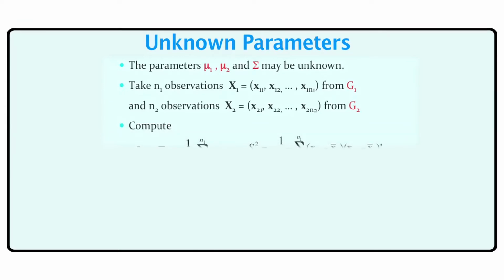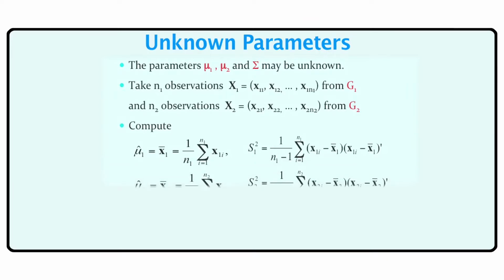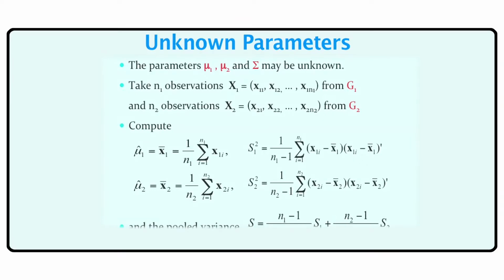And then what we do is we compute the difference statistic from these two sets of observations. The statistics that we need are firstly the means of these two groups. So we get mu1 hat, which is x1 bar, the average of the first group observations. Similarly, mu2 hat is the average of the second group observations. We then calculate the dispersion matrices of the two groups. S1 square is the sample dispersion matrix of the first group, and S2 square is the sample dispersion matrix of the second group.